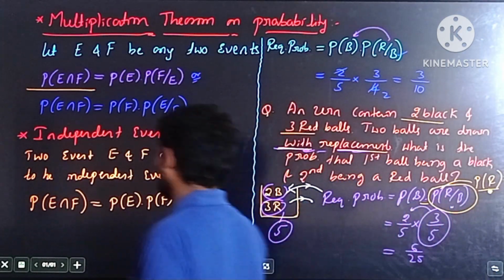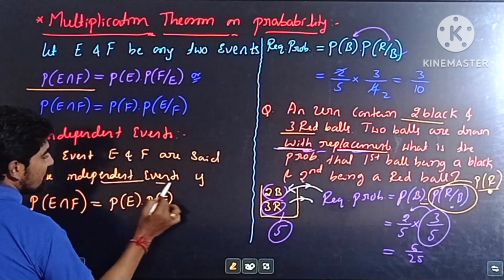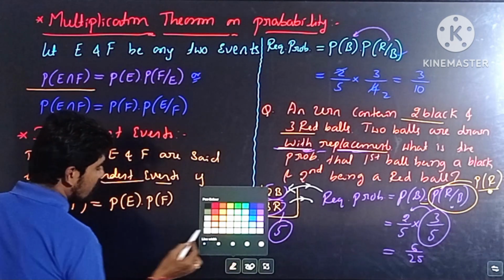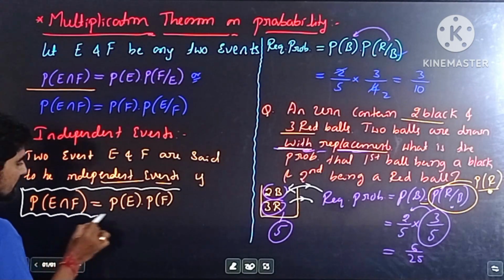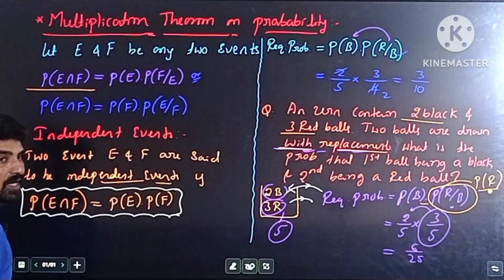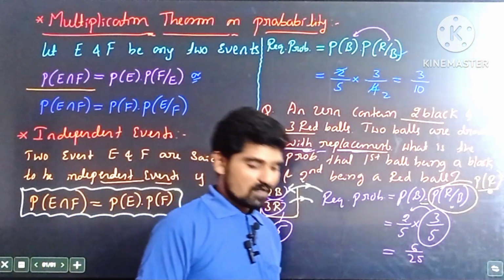So two events E and F are said to be independent events if the probability of E intersection F is equal to the probability of E times the probability of F. I hope all of you understood this concept.